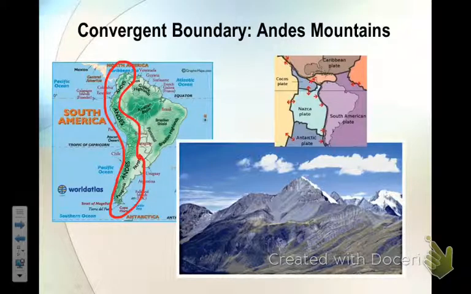So you can see as these plates subduct, they're going to converge, my bad, converge, guys. They're going to make these Andes Mountains. All right, here's a picture of the Andes Mountains on the right. Very pretty. I want to go there one day.